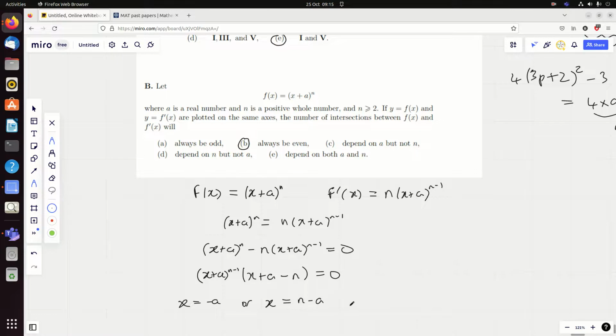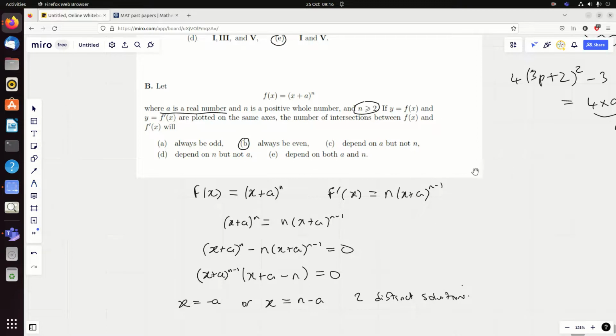Now, because n is greater than or equal to 2, this can't be the same as this one, if you see what I mean. Well, I suppose you've got a situation where n is a positive whole number, and a is a real number. I'm just trying to decide if these solutions can ever coincide. Well, minus a equals n minus a in the case where n equals 0, and only in that situation, but n is greater than or equal to 2. So these can't be the same number. And so we just get two distinct points of intersection, and therefore it's always even.